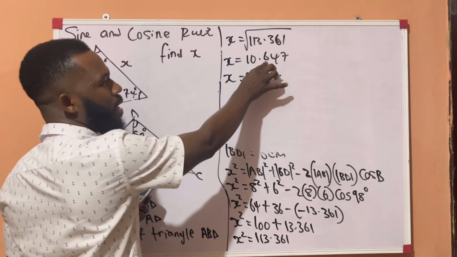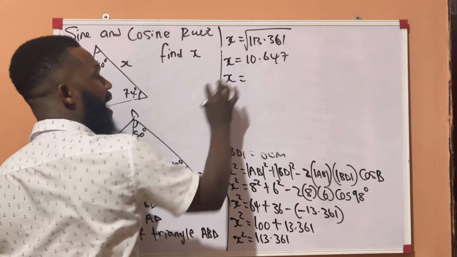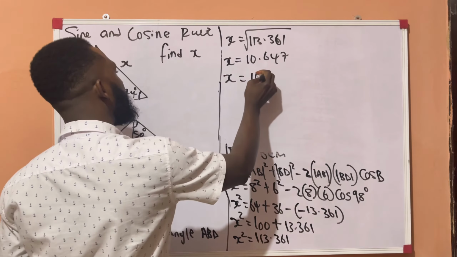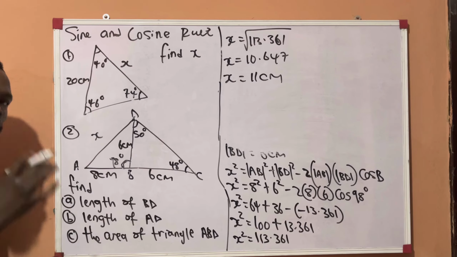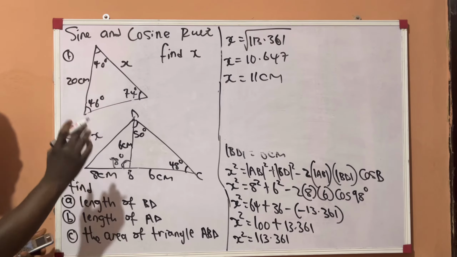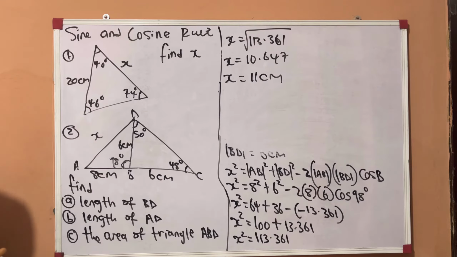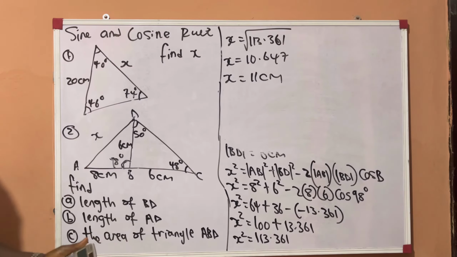How did I get 11? 6 is more than 5, so take it as 1 and add to 10. So x is 11 centimeters. This is how we got x using cosine rule. Now we've gotten x to be 11, our AB to be 8 and our BD to be 6. The last question says we should find the area of triangle ABD.